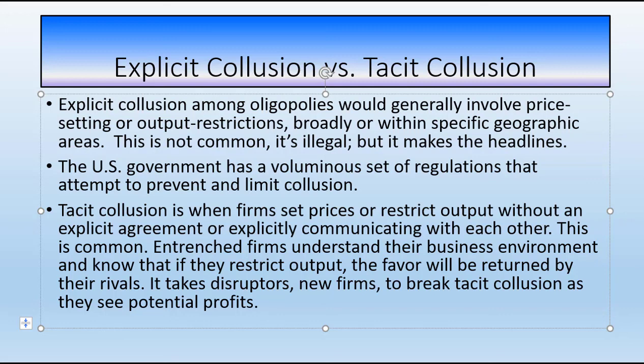Now, when you have entrenched firms that have been around for a while in the business, they're more likely to have tacit collusion. And then it takes disruptors, which is an interesting area, new firms, to break that tacit collusion because they see the potential profits that could be made under tacit collusion. So it's an interesting area of economics.